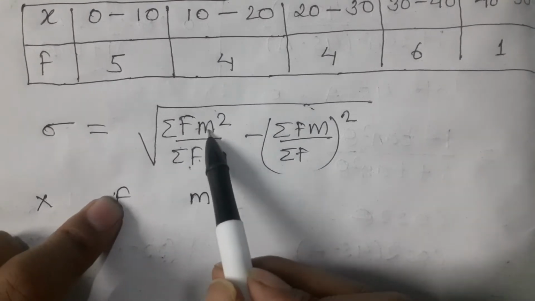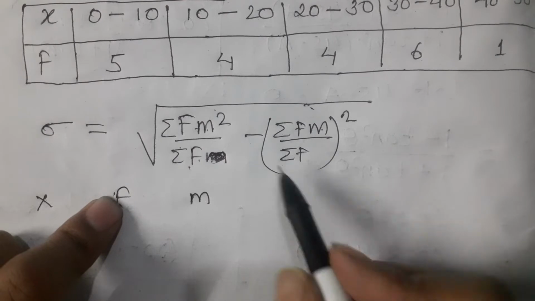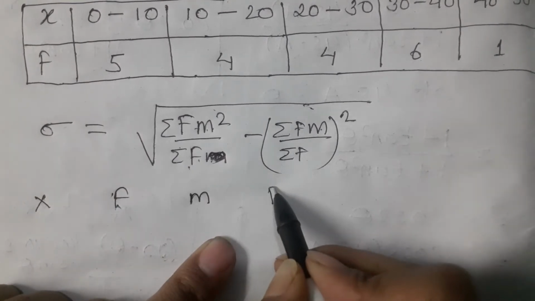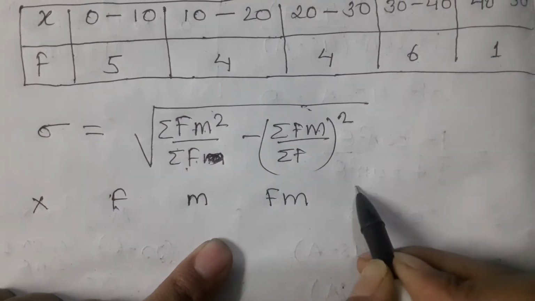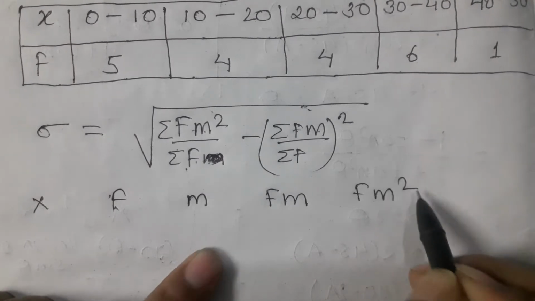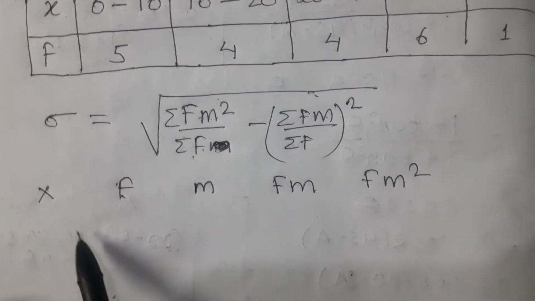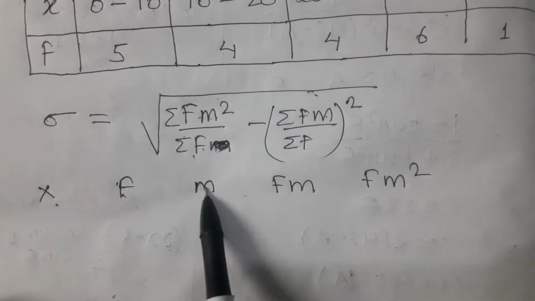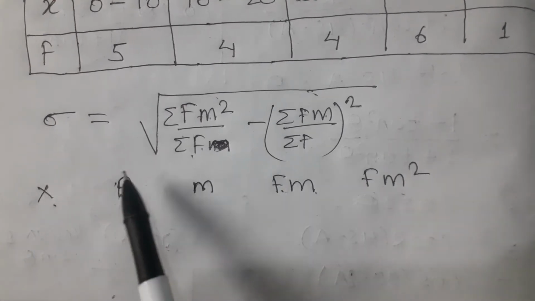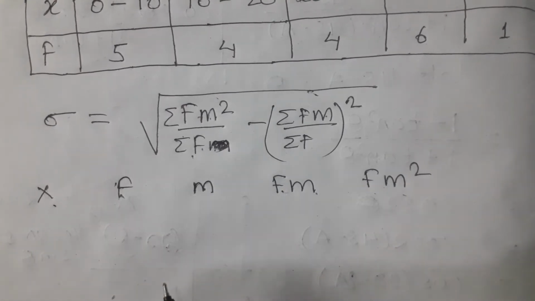And you need to have fm square. And there is fm, so there should be a place for the product fm, and there should be a place for fm square. So you need to know this order: x, f, m, fm, and fm square. So these 5 columns you need to have. And how many rows will depend on your question.